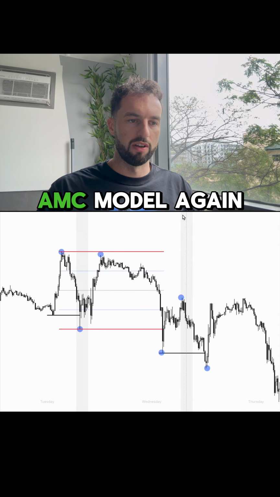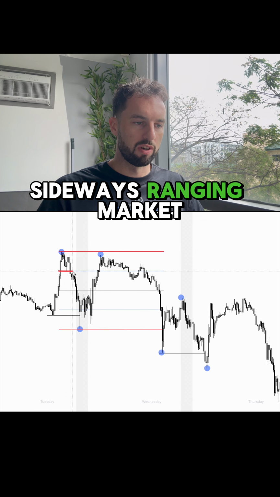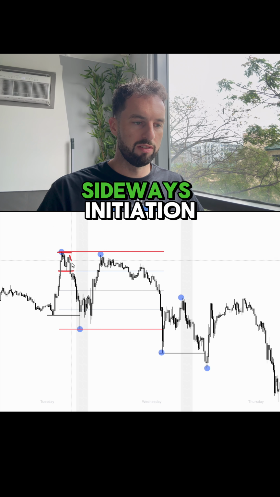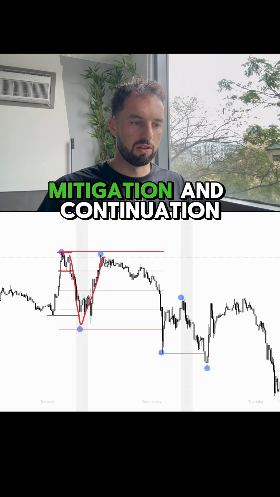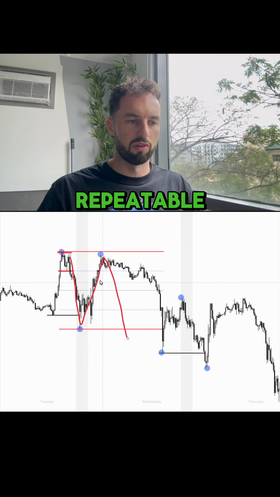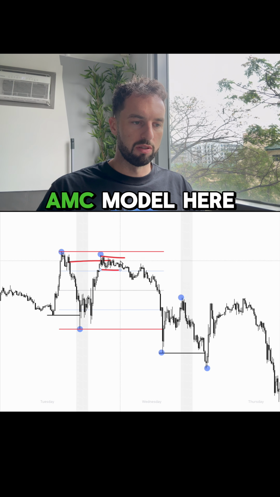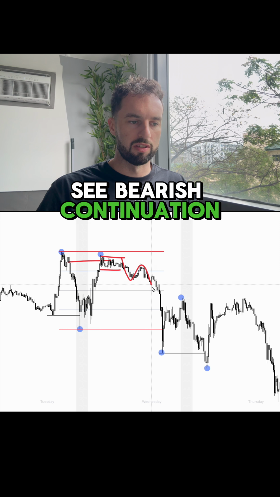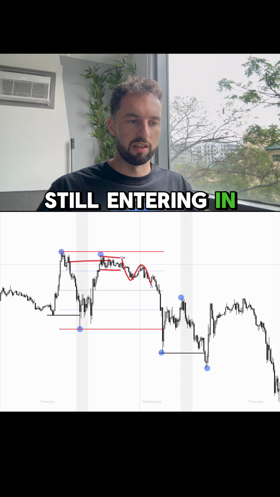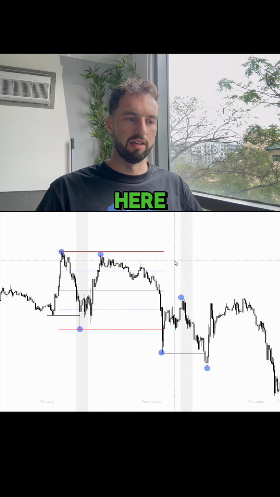Then we can utilize the RAMC model. Again, sideways ranging market where price contains sideways, initiation, mitigation, and continuation, right? That is a repeatable entry model that we can always use within the market to look for a trade. And we don't have to take the trade here. We can wait for price to again show us the RAMC model here to show us it wants to see bearish continuation. And then we're still entering in the best location on the charts here to the downside.